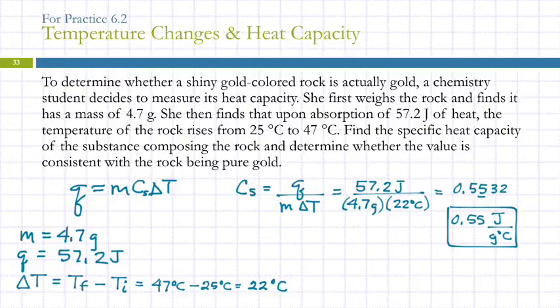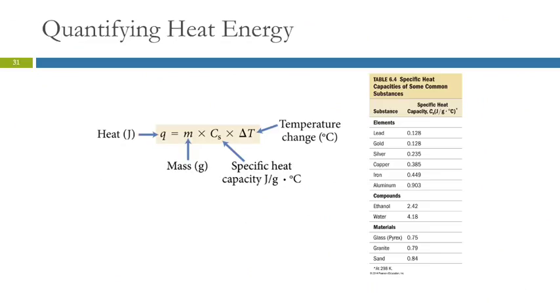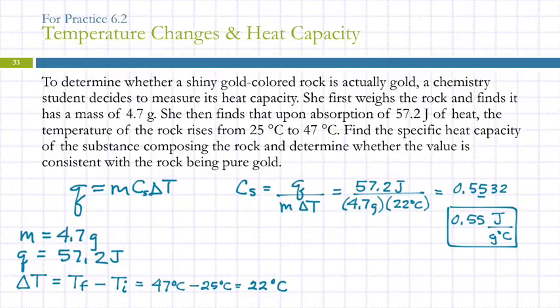So is this gold? I don't know. How do we find out? Look it up. So over here, specific heat capacity of gold, 0.128. This is not gold. And if we look at the other things on here, it doesn't appear to be any of those either. It could be a mixture of things. It could be a compound. It could just be an element that's not on the list. So, not gold.